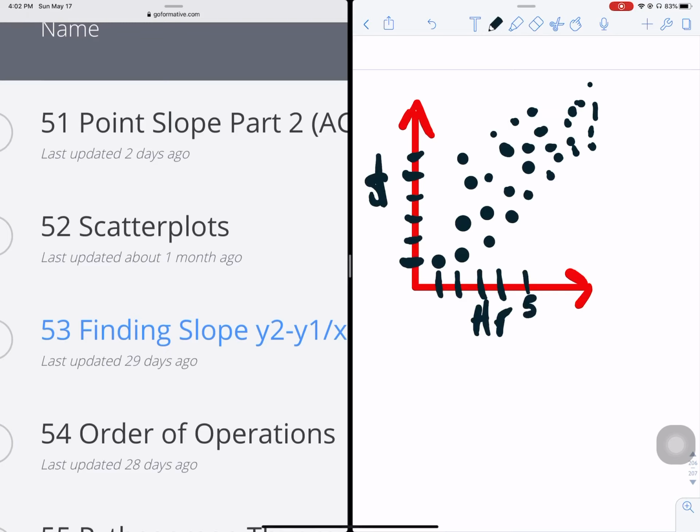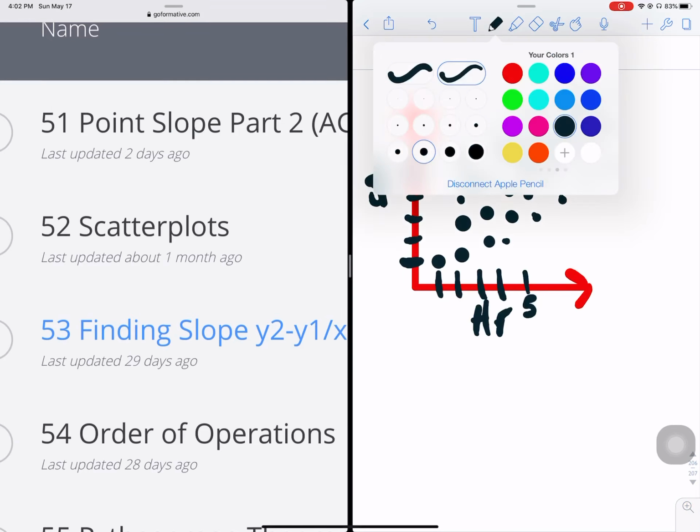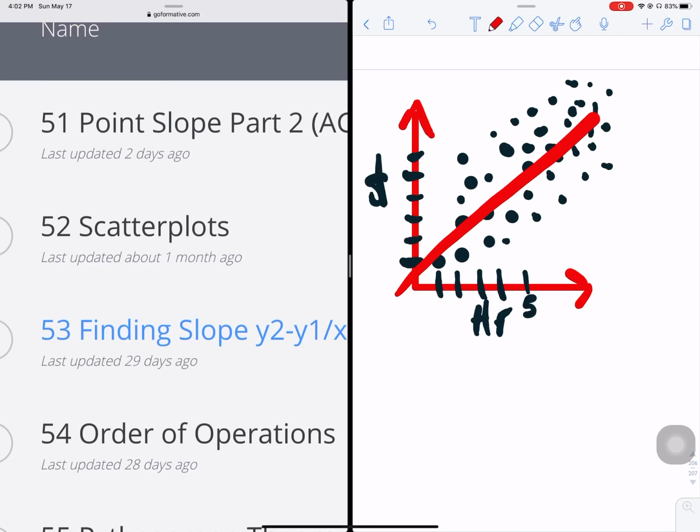So if you look at this, look at the trend of this, right? Where's it going? It's going this direction. And so what we do for scatter plots, we would say this is a positive correlation, positive correlation because it is going up and to the right.